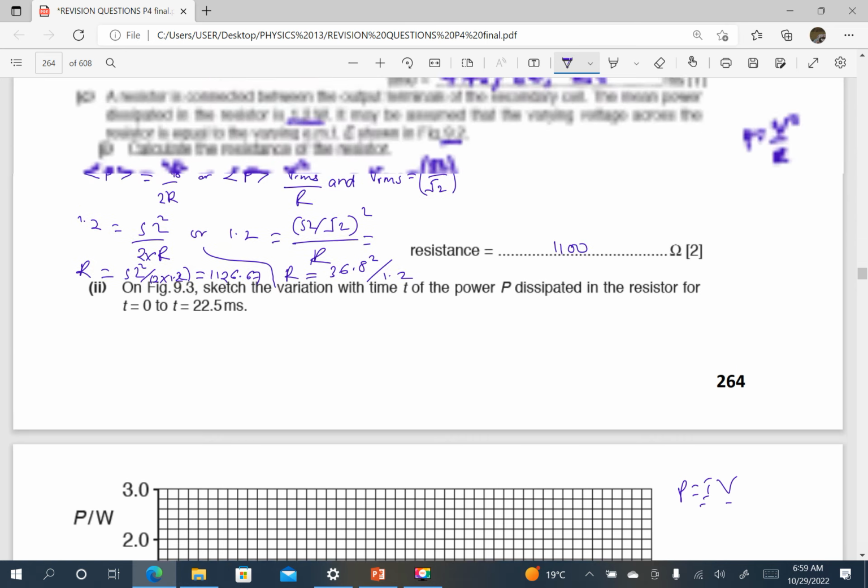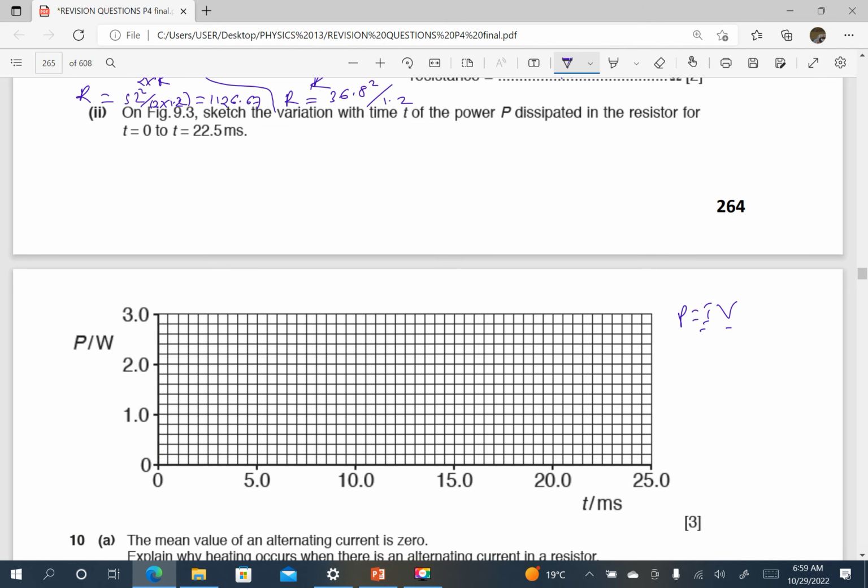We have got that the average power is 1.2. And if you remember, the peak value of power was given by I naught times V naught, and the average value of power was equal to I naught V naught over 2. That means the peak value of power can be got from multiplying the average by 2. So P maximum is going to be 1.2 times 2, which is 2.4.